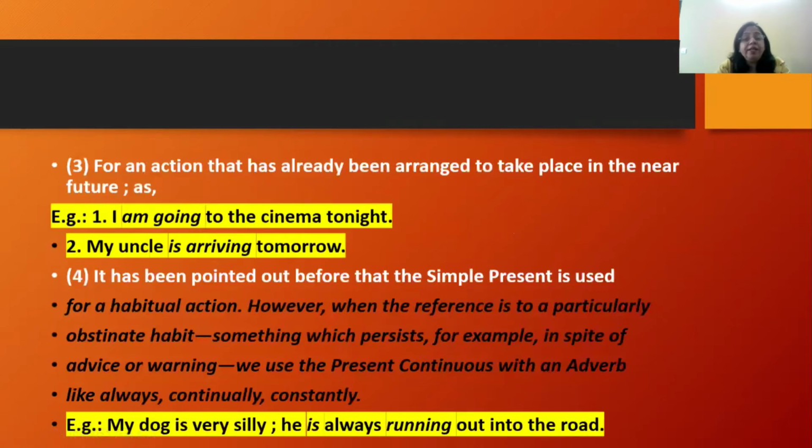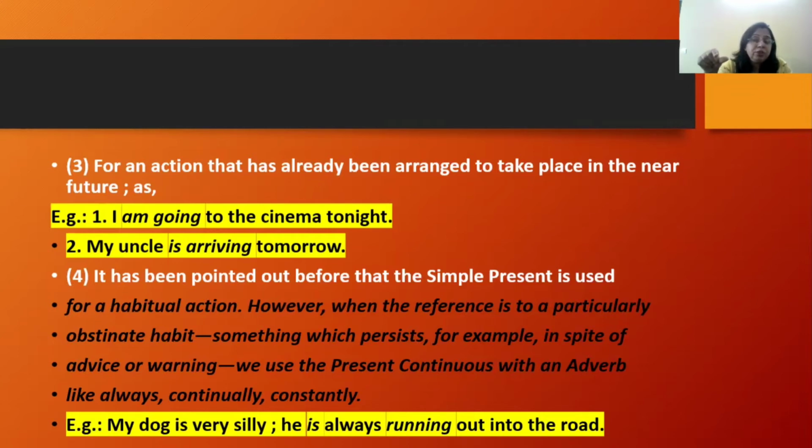Next comes an action that has already been arranged to take place in the near future. For example, I am going to the cinema tonight. My uncle is arriving tomorrow. So present continuous tense can also be used for an action that has already been arranged to take place in the near future. Like the sentence you can see in the first example, I am going to the cinema tonight.